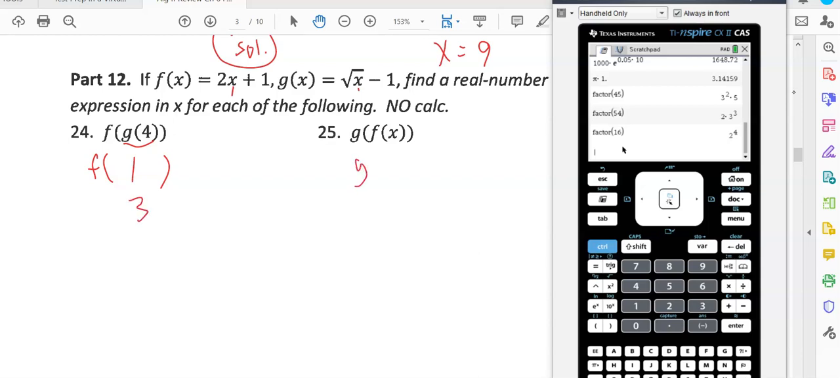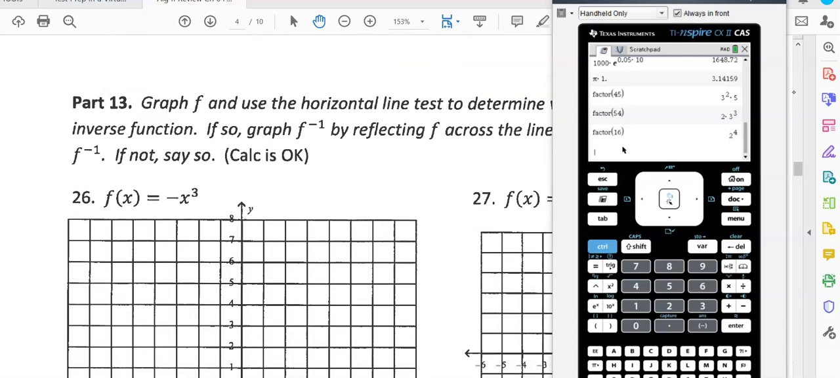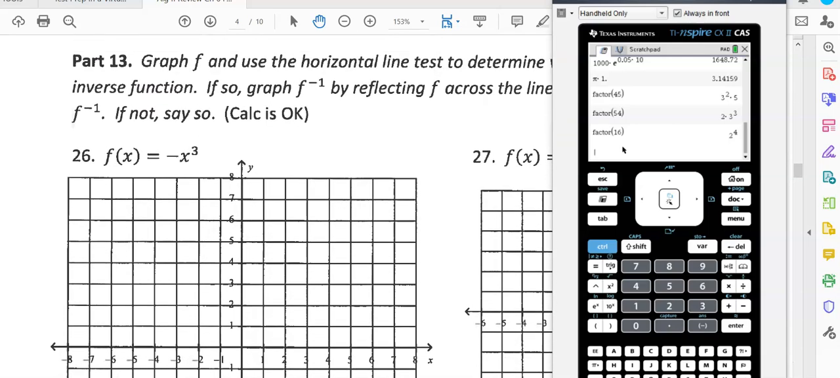And this one, g of f of x. So f of x, I'm plugging in all of that right here. So 2x plus 1 is my new x. I'm plugging that in everywhere there's an x. So I'm plugging this guy in right there. So this is going to be square root of 2x plus 1 minus 1, which actually is the answer. It doesn't really simplify any more than that.